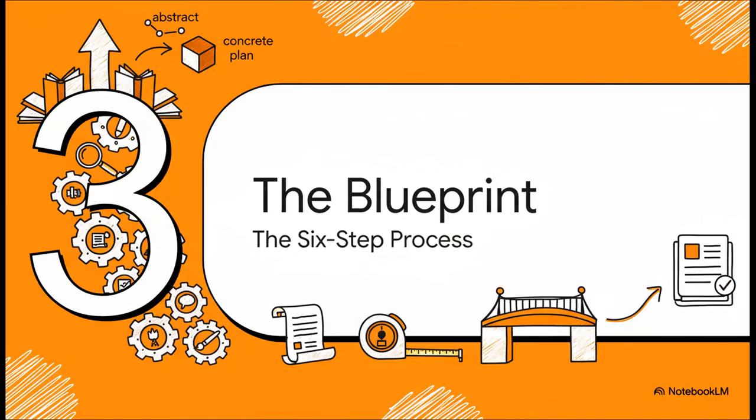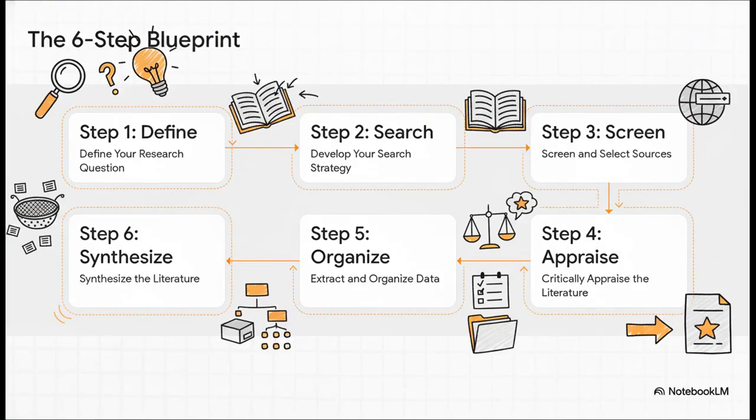All right, now for the blueprint. This is the core of our explainer today. This is the step-by-step guide that's going to take your literature review from this big, abstract idea into a concrete, totally doable plan. These 6 steps are your roadmap, from start to finish. You define your question, you develop a search strategy, you screen your sources, you appraise their quality, you organize all the data, and finally, you synthesize it into a coherent story. If you follow this order, you will stay focused and your final review will be rock solid.